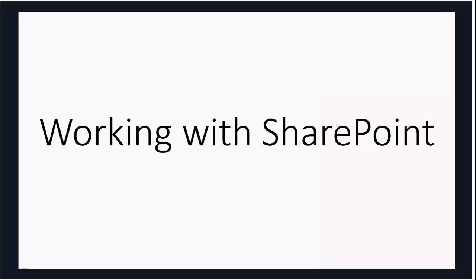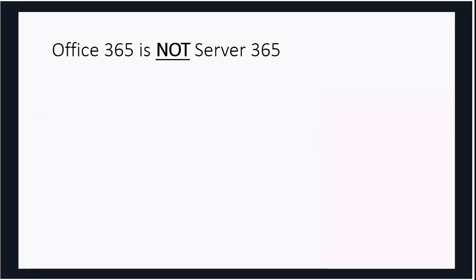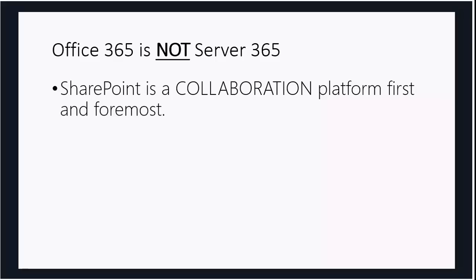So let's have a look at how we actually work with SharePoint now that we've covered off hopefully what it is and how it is surfaced through Office 365. Now the very first point that I will call out to you is that Office 365 is not Server 365. What I mean by that is that it is not just a simple process of copying files from your on-premise file shares into somewhere like OneDrive or into somewhere like a team site. The important thing to remember here is SharePoint is a collaboration platform first and foremost. So it's a system that's designed to have document management, things like check-in, check-out, version control.